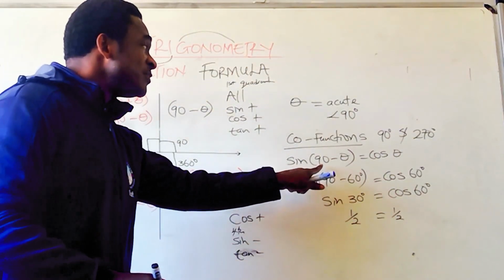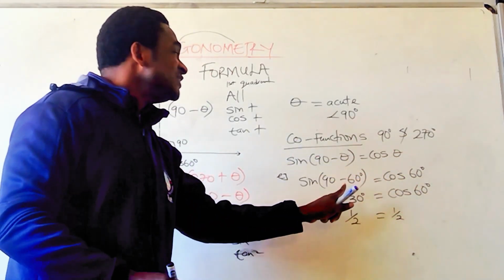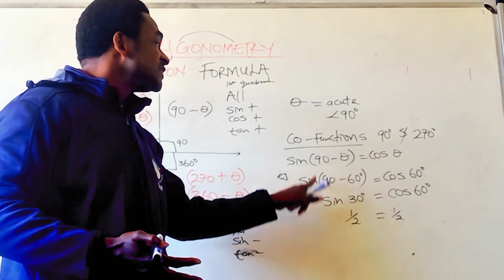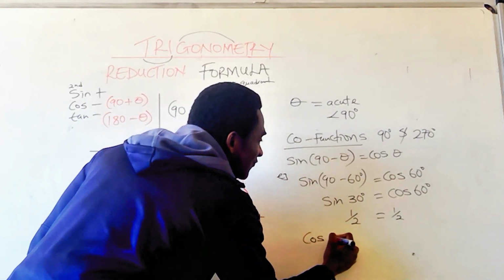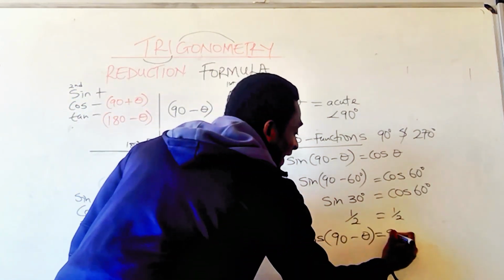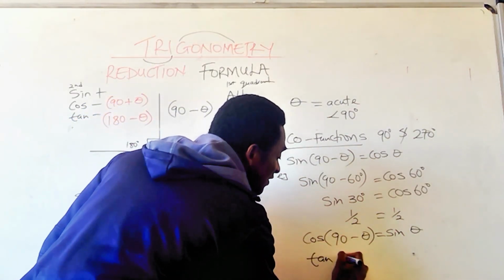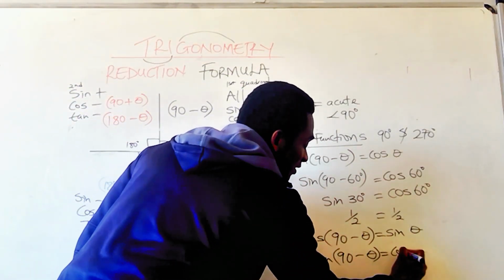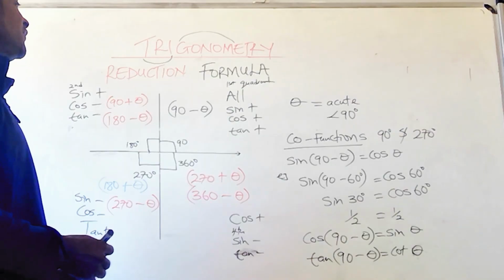So the reduction formula helps us to get a reduced version of what we are dealing with, instead of dealing with bigger values. So the cofunction of sine of 90 minus theta is cos of theta. For cos of 90 minus theta, the cofunction becomes sine of theta, because cos is positive, so sine will be positive. And then tan of 90 minus theta becomes cot of theta. So these are the cofunctions for the first quadrant.